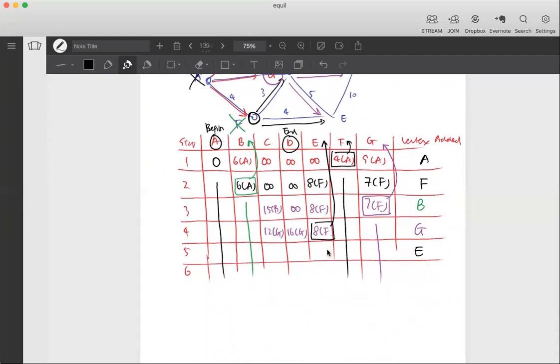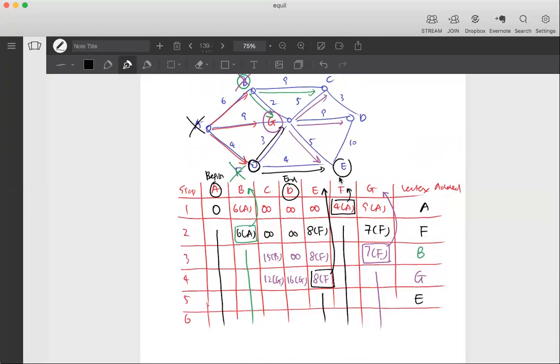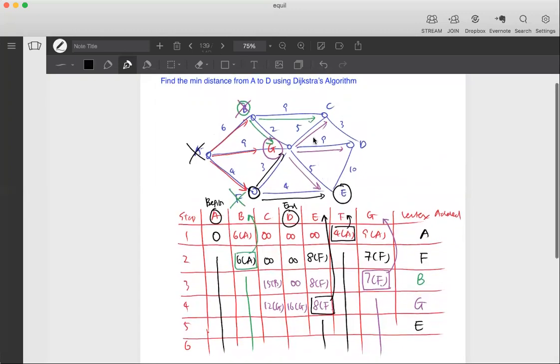So once you add E, you're going to delete the rest. We finished using G, so we need to delete G. E is only adjacent to D. E to D is another 10. So 8 plus 10 gives us 18. However, 16 compared to 18, it doesn't become better. We're just going to keep 16.